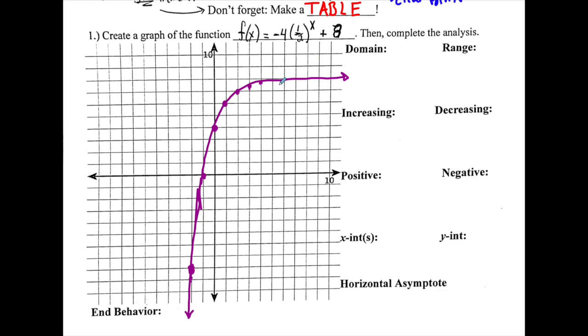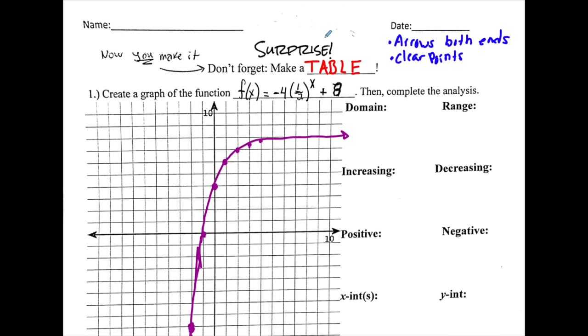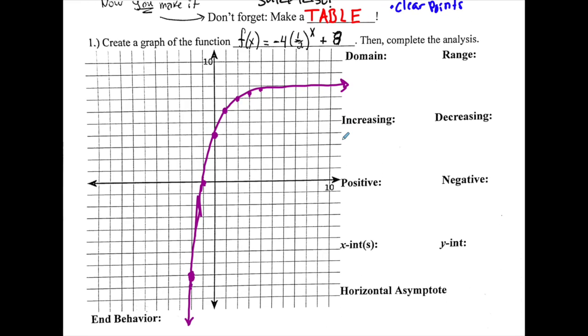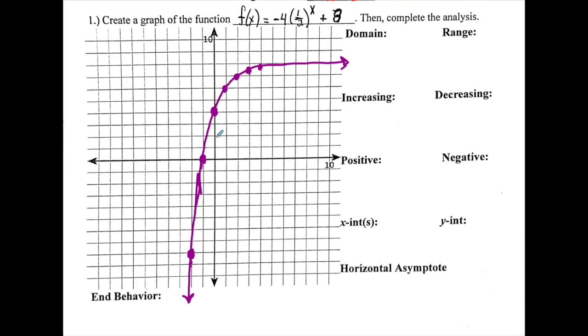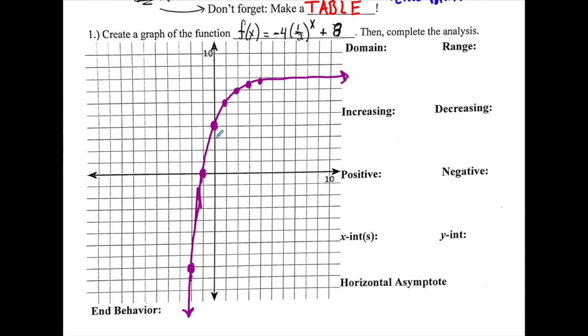I got lazy. But notice some things that I've been asking you to do. First, arrows on both ends. You can see I put an arrow here. I put an arrow here. Please do that. It's so important. And then as you could see, I made clear points. So every single point on my graph was backed up. Now I just made them clearer, but before I made that clear, you could see there was a point there.